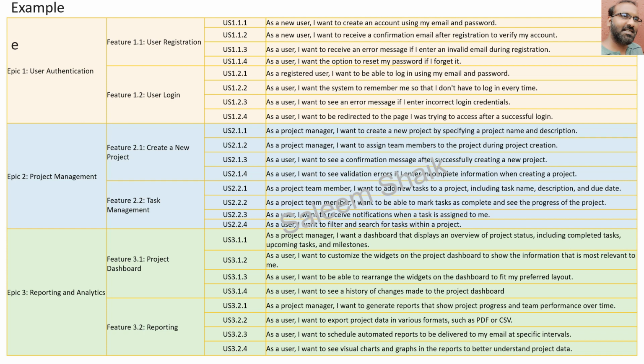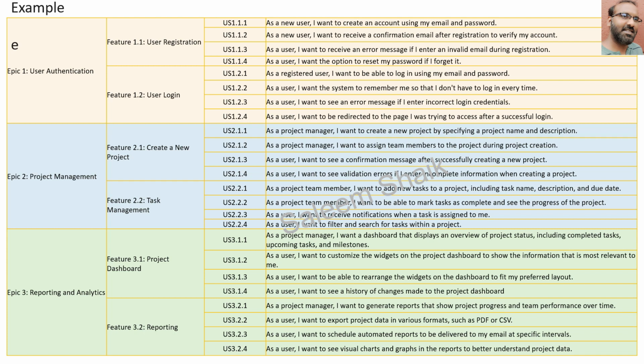Epic one is user authentication. User authentication is a big epic. In that, as I said before, an epic can be divided into sub-features and a feature is again subdivided into user stories. User authentication is divided into two features here, user registration and user login. If you see the user registration, how this is divided into different user stories, right? User story, feature 1.1, 1.1.1. As a new user, I want to create an account using my email and password. This is one of the user stories.